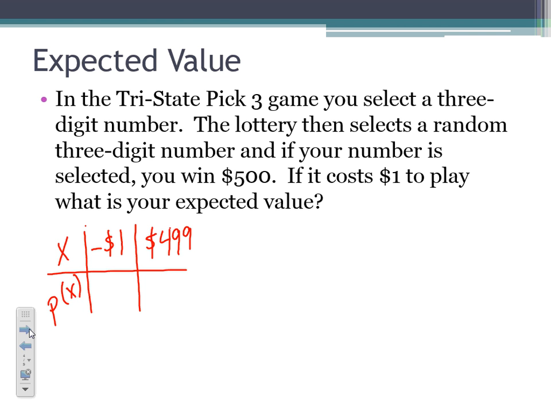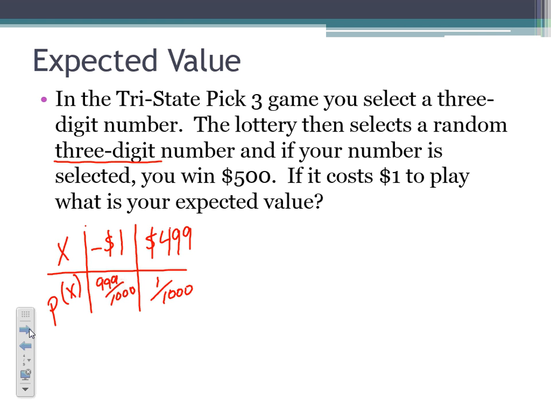All right, now we need to know the probabilities of each of these occurring. Well, they said we're going to select a random 3-digit number, right? Well, how many different 3-digit numbers are there? Right, there's 1,000 of them, from 000 to 999. So the probability that we win, there's only going to be one winning number. So that's 1 out of 1,000. The probability that we lose would be 999 out of 1,000. All right, so that would be our probability distribution representing this gaming situation.